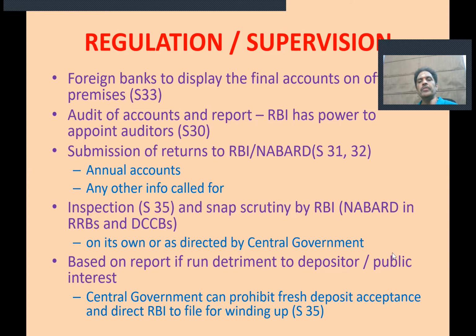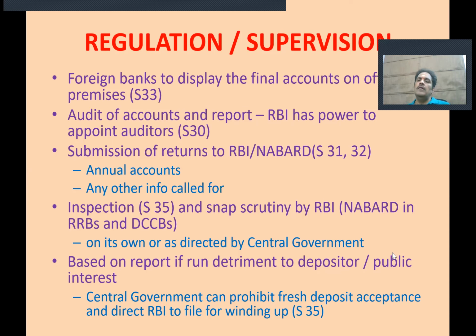Then another important supervisory power is inspection. I could have a general examination of the affairs of the entire banking institution. The other thing I can do is, specifically, I found that in Punjab National Bank there is this Nirav Modi scam. So I can send some official to look at the guarantees portfolio, which has resulted in this scam. Or there was a credit card fraud in a particular bank. So I can go and send some official. This is called snap scrutiny.